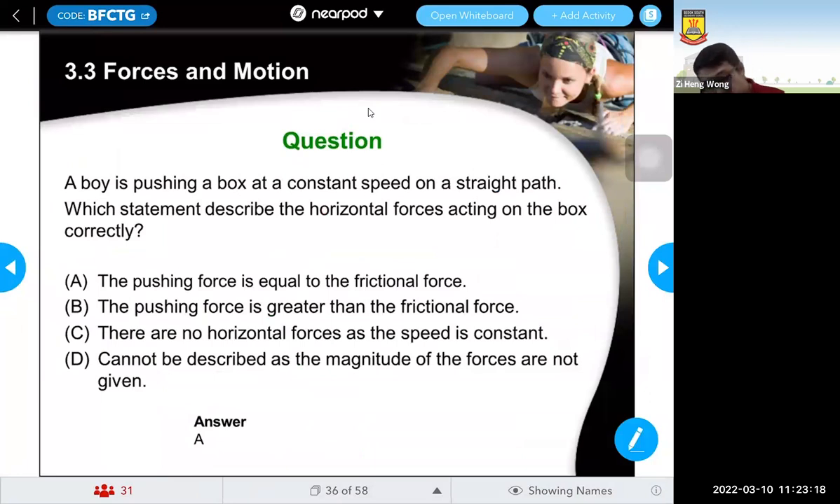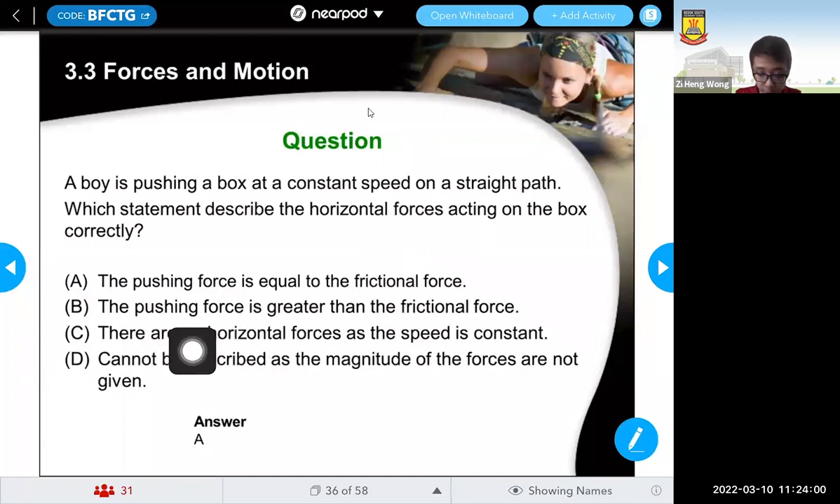A boy is pushing a box at constant speed on a straight path. Which statement describes the horizontal force acting on the box correctly? First thing, when you see constant speed, this tells you that the box has 0 acceleration. Because the object has 0 acceleration, what does it tell about the resultant force on the box? The resultant force is 0. And if the resultant force is 0, but the boy is pushing, how does it get a resultant force of 0? This means that the pushing force is equal to the frictional force. Does that make sense to you? Pushing equals frictional force. So resultant force 0, no acceleration. You move at a constant speed.